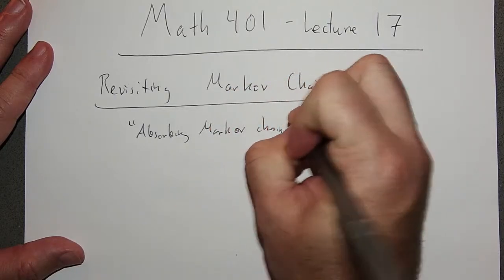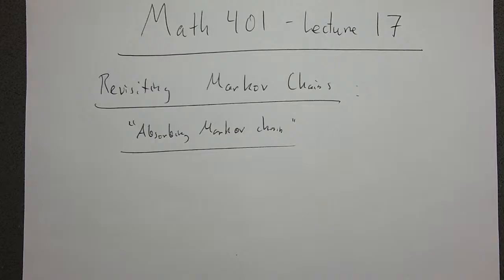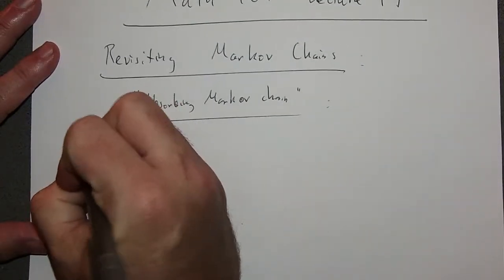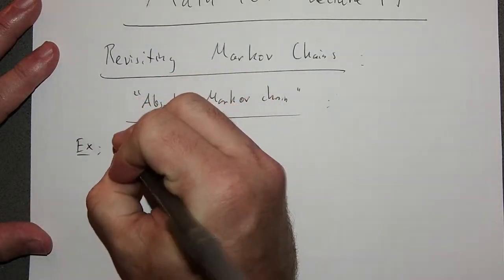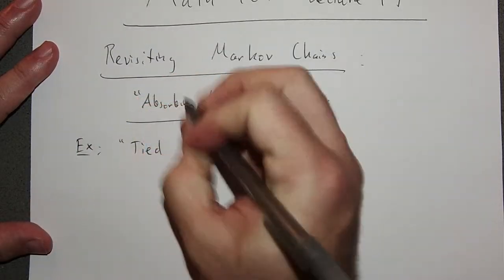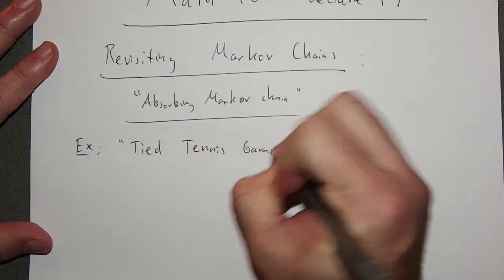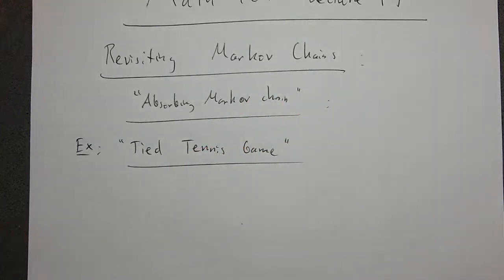An absorbing Markov chain is a Markov chain that has absorbing states. We'll talk about that in a second. But to illustrate this, we are going to do a very specific example, that of a tied tennis game. Here we mean a game within a set, within a match, if you know how tennis is scored.